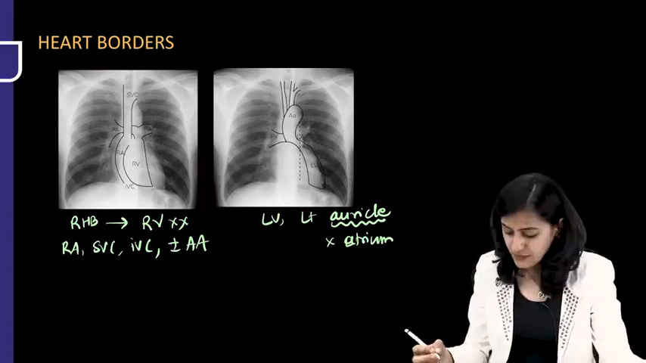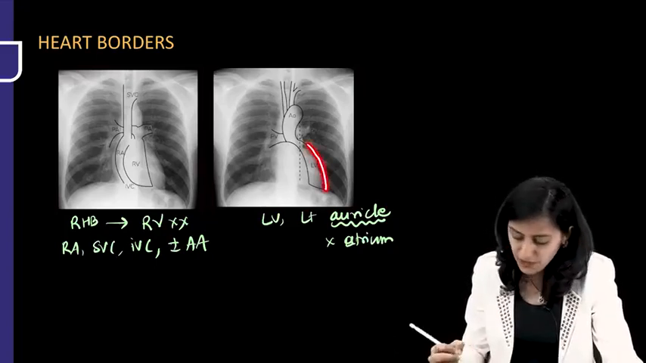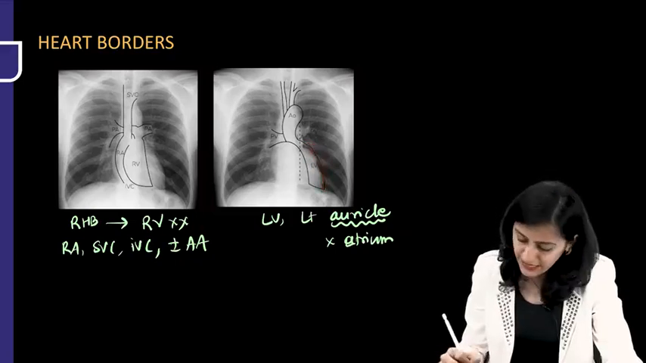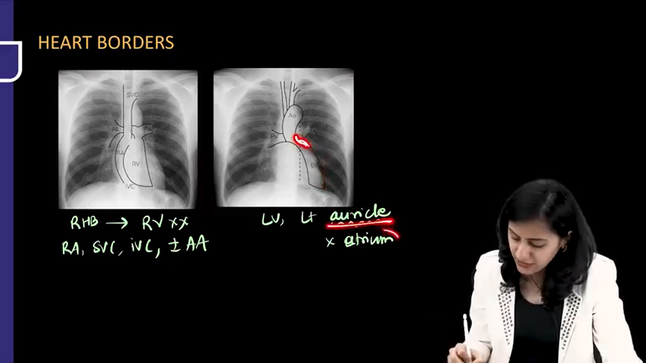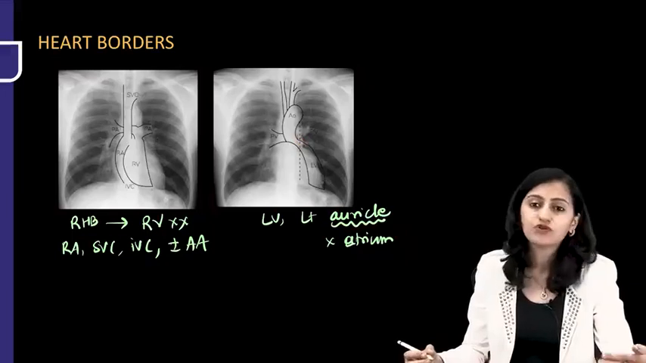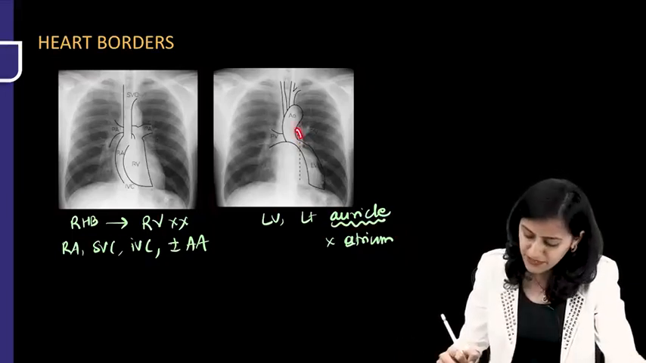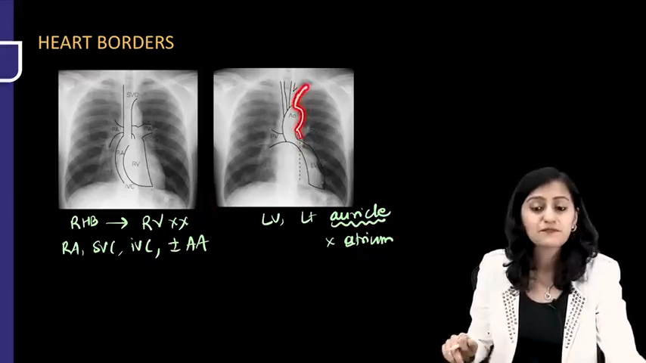Now the left heart border is predominantly formed by the left ventricle, and then we have the left auricle. Remember, it's not the left atrium, it's the left auricle. Then we have the pulmonary artery, the aorta and the left subclavian artery.